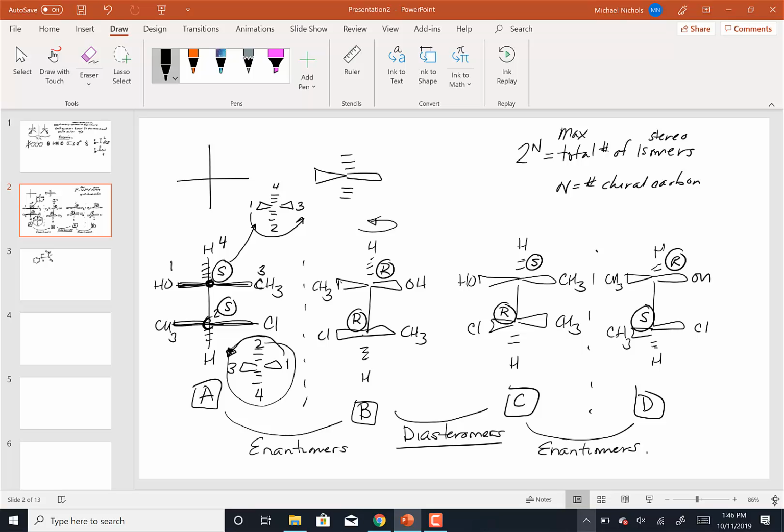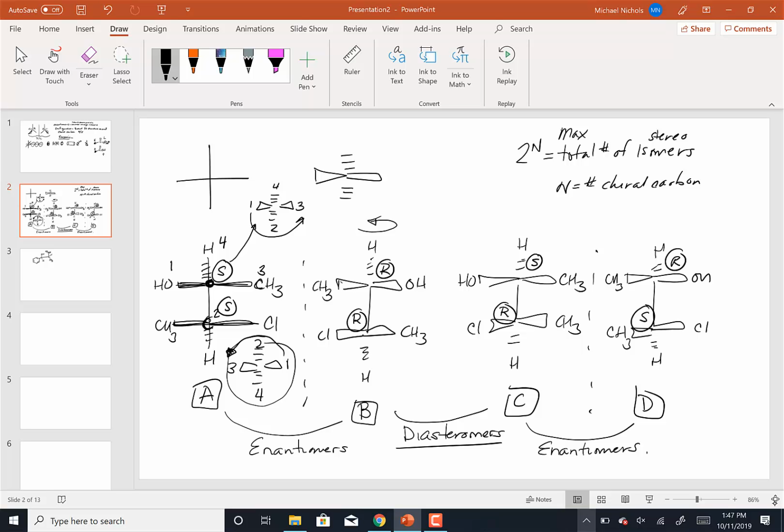What about diastereomers? Well, B and C are diastereomers. R S, R R. So for diastereomers, what I like to say is at least one chiral center is the same, and at least one chiral center is opposite. That is a universal rule that covers two chiral centers up to as many chiral centers as you want. At least one's got to be the same, and at least one's got to be opposite. And that's what makes diastereomers.